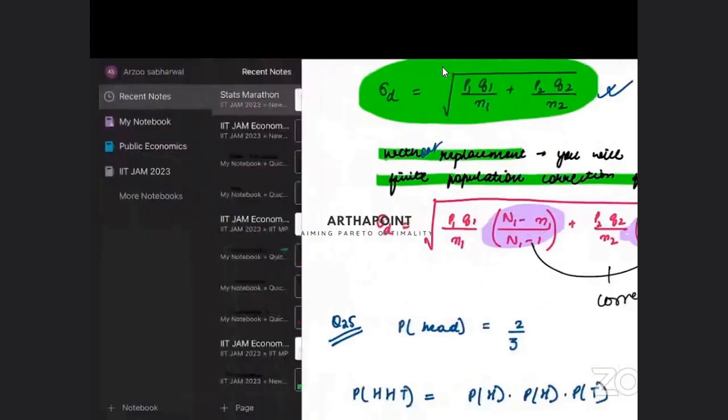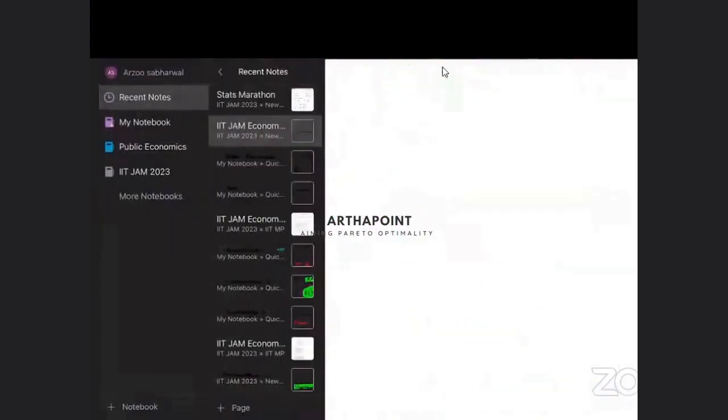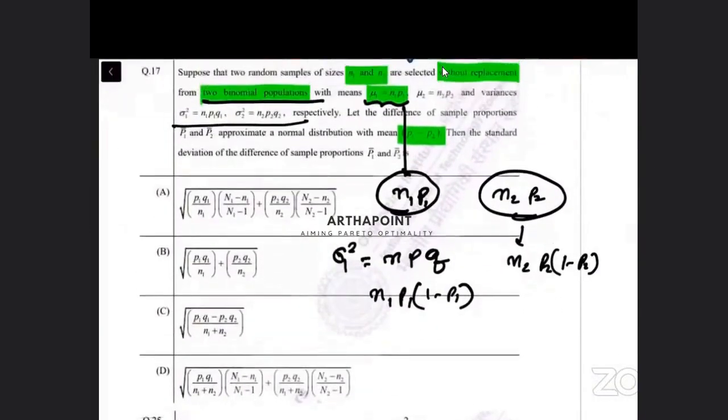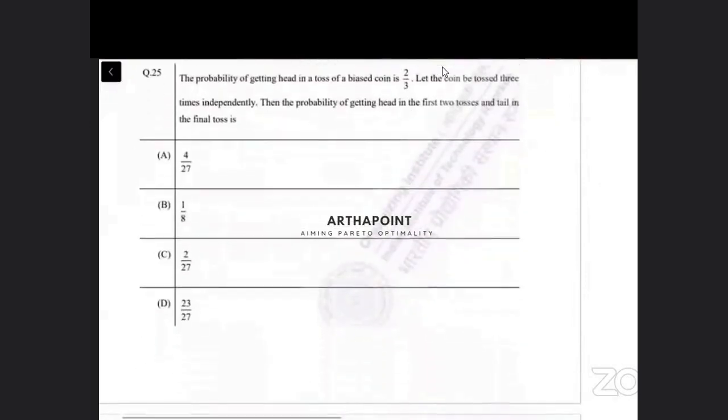So basically, this is exactly what this question is asking, and this is exactly what I have done. Because the question is asking without replacement, I have gone ahead and included this finite population correction factor here. This will be included everywhere. Wherever you do without replacement, this factor will come into picture. So the answer to this question is A. Come to the next question.